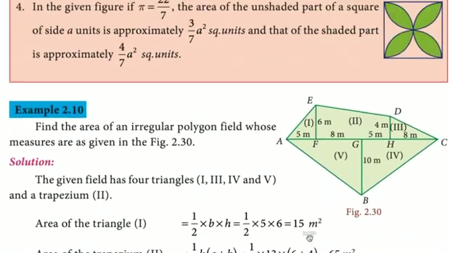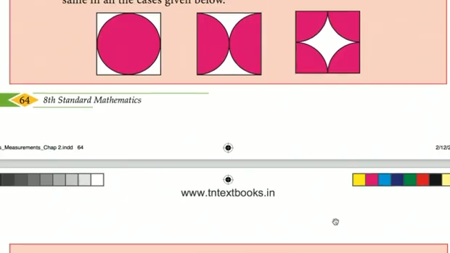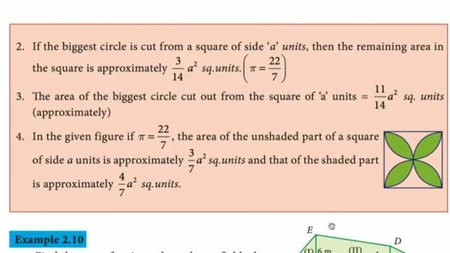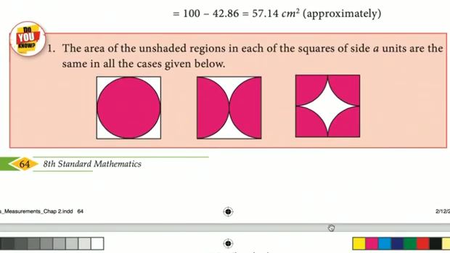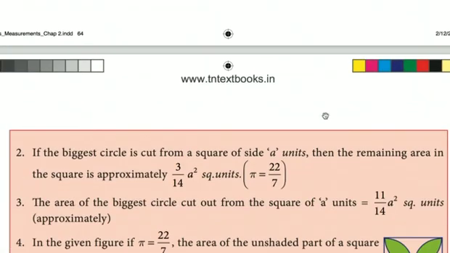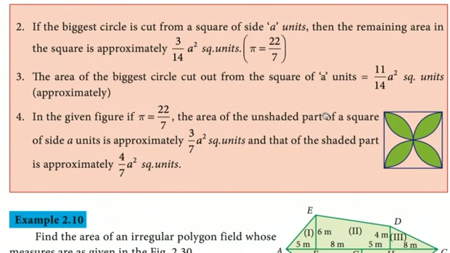So what is this? This is perhaps the exercise. The area of the unshaded regions in each of the squares of side A units are the same in the cases given below. Okay, right, that is correct. Everywhere you inserted only one circle, right? So this is correct. If the biggest circle is cut from a square of side A units, then the remaining area in the square is approximately 3 by 14 A square.